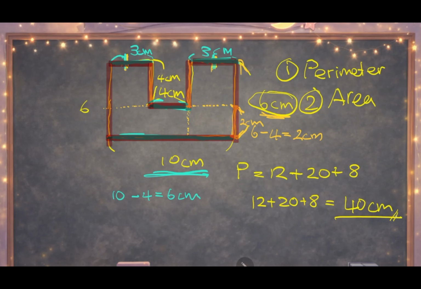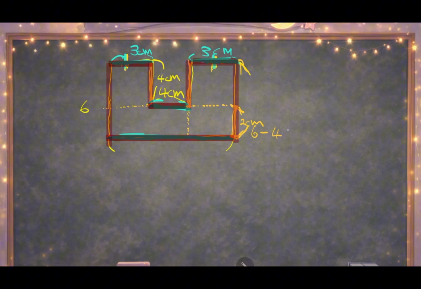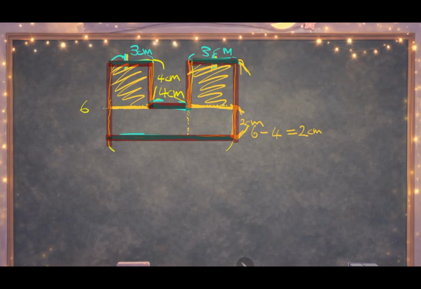Now let's have a look at the area of the shape. So I'm going to separate the shape this way. And we can see that these two rectangles are equal in size. So I'm going to label both of them as B. And I'm going to label the bottom part with D.